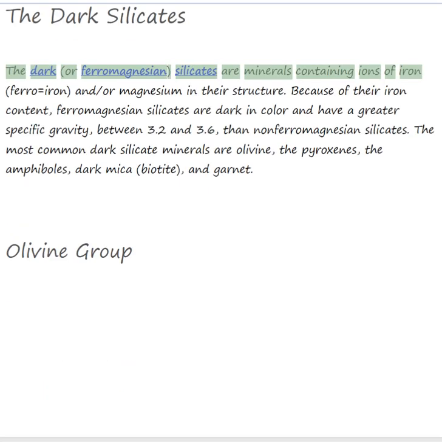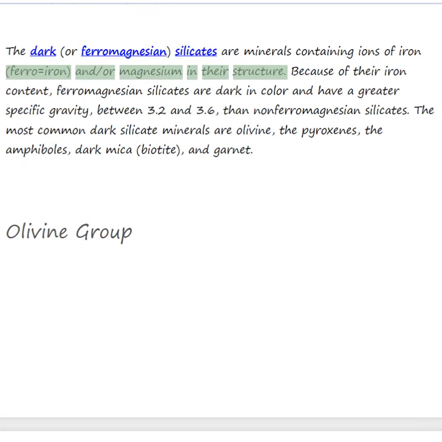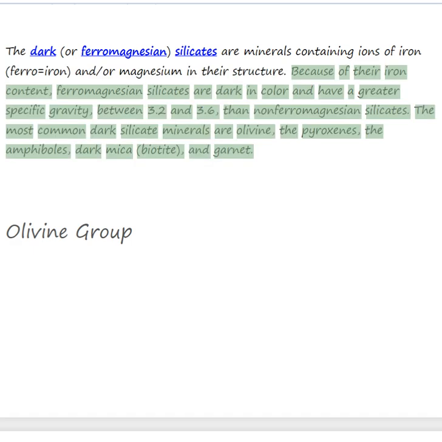The dark silicates. The dark silicates are minerals containing ions of iron and/or magnesium in their structure. Because of their iron content, ferromagnesian silicates are dark in color and have a greater specific gravity, between 3.2 and 3.6, than non-ferromagnesian silicates. The most common dark silicate minerals are olivine, the pyroxenes, the amphiboles, dark mica, and garnet.